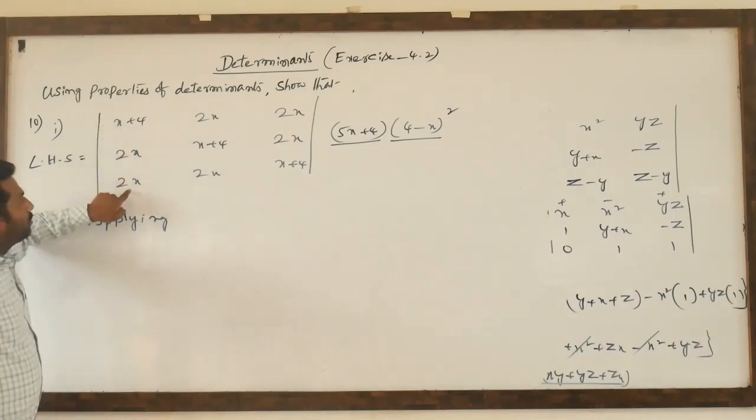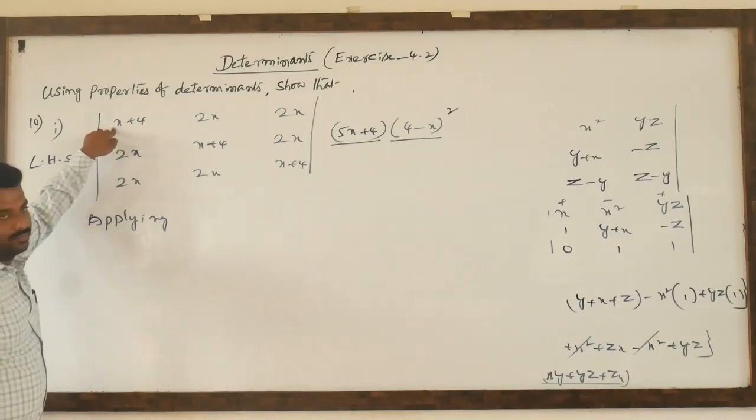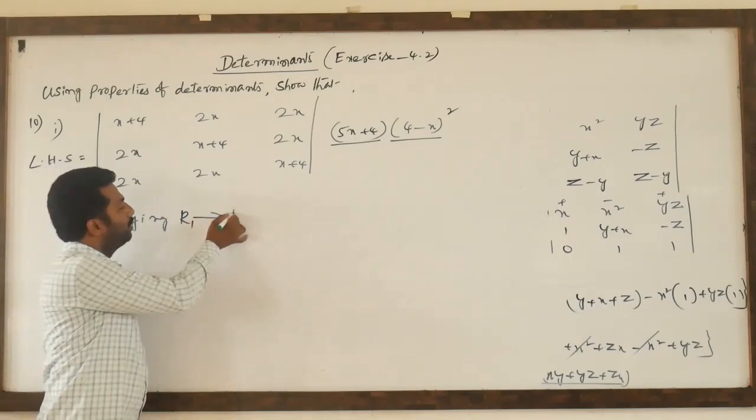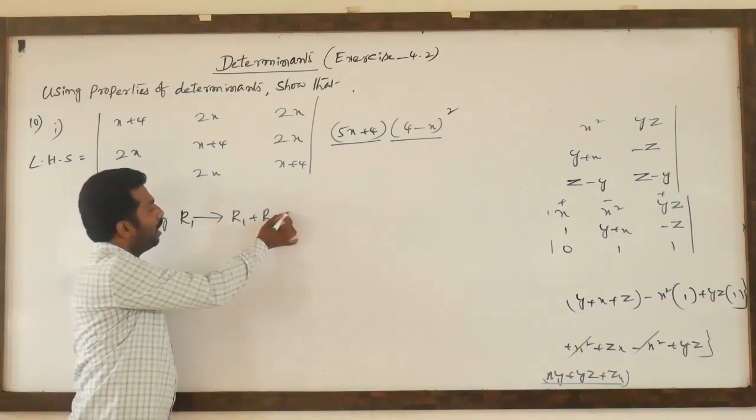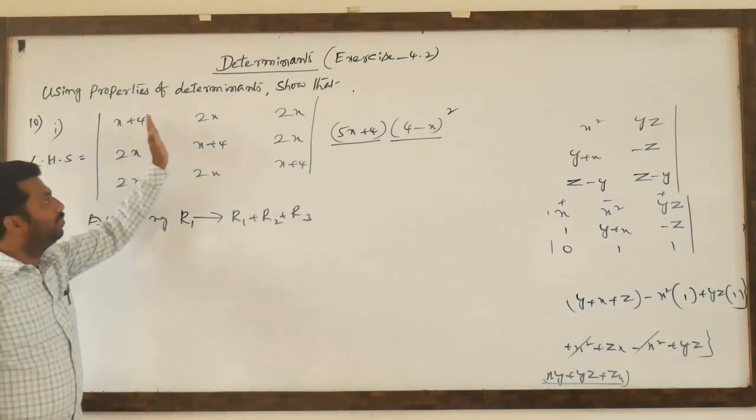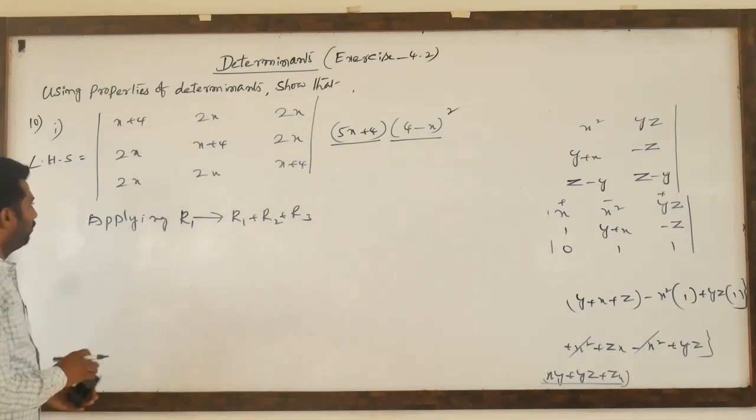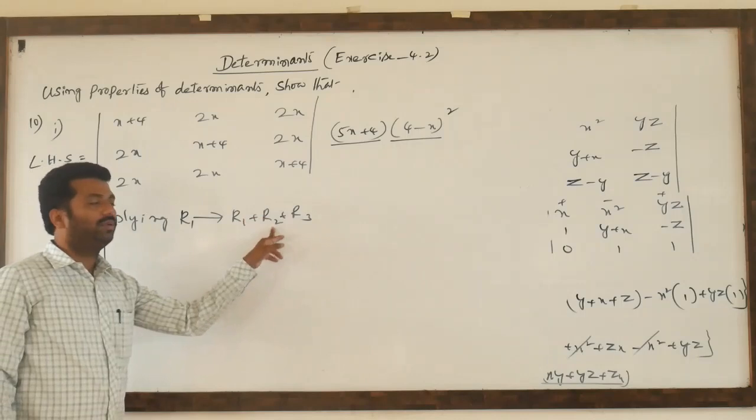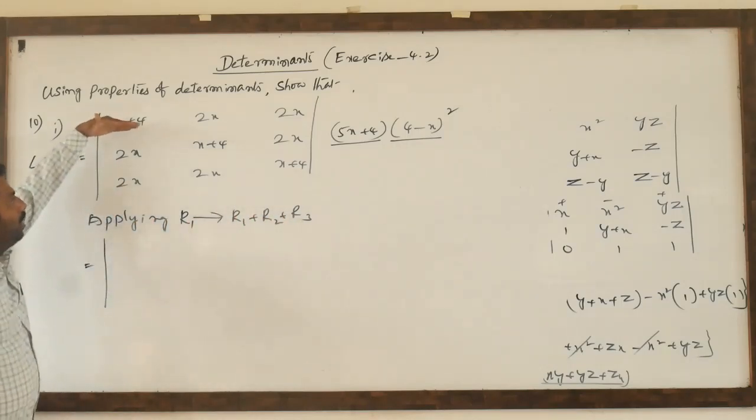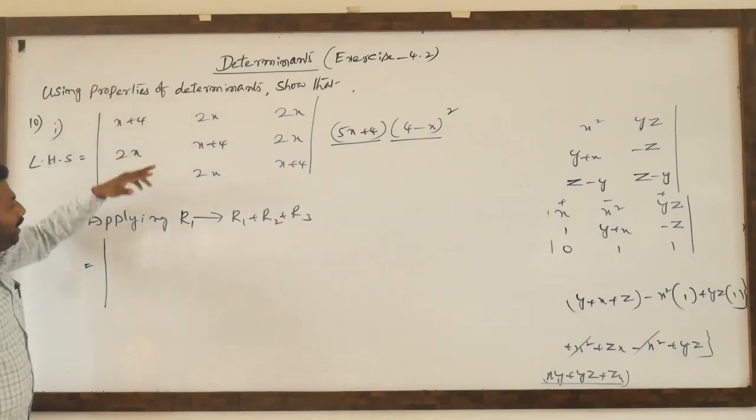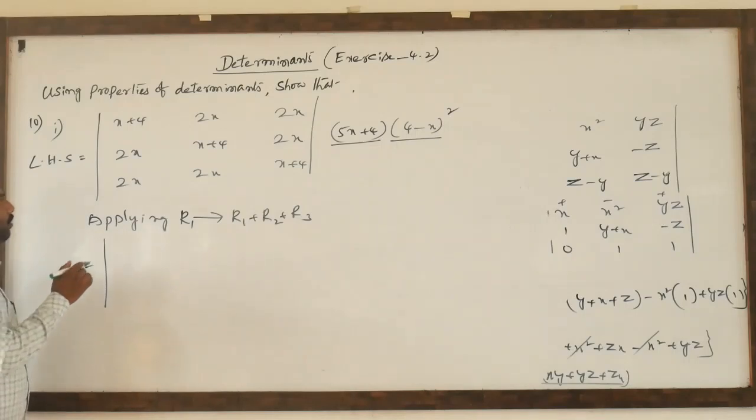2x, x, 2x plus 2x, 4x plus x, 5x. So R1 changes to R1 plus R2 plus R3. You can take C1 changes to C1 plus C2 plus C3 also. Answer will come. So you observe, we have to apply this operation. All R1 elements adding to R1 plus R2 plus R3. So R1 plus R2 plus R3, all these sum we have to write as R1. So that point you have to remember.